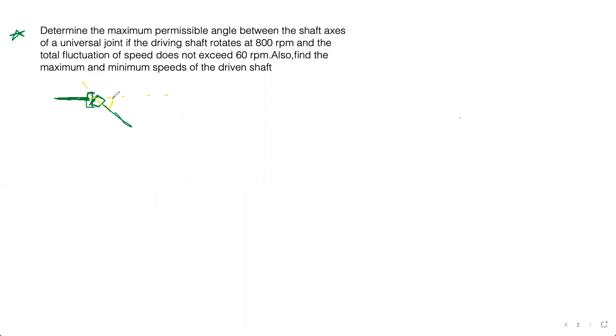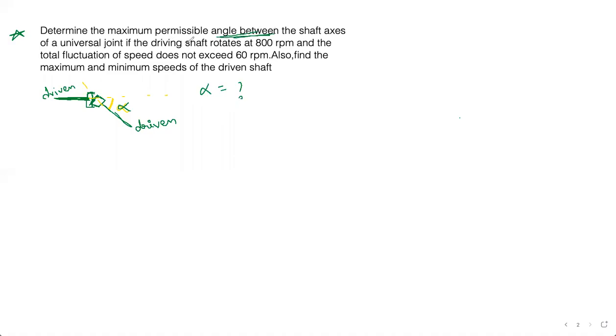Let's take this. See this one versus this one. Whatever angle you see here between the shafts, just extend the lines of the shafts, and usually you call the shaft angle alpha. This is the driver shaft, and this is the driven shaft, and the angle between them is alpha. So now what is asked is, what is alpha?